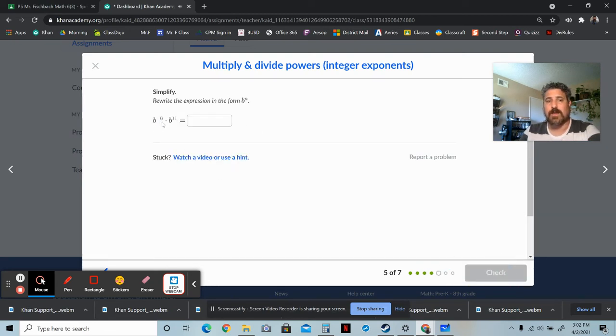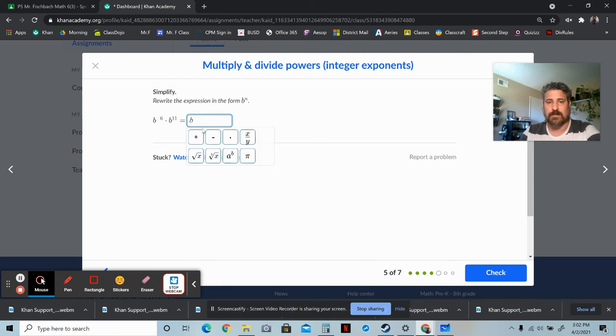Here you got b to the negative 6 times b to the 11th. When you're multiplying two powers that have the same base, you add the exponents. So this is the same as b to the negative 6 plus 11. What is the result of negative 6 plus 11? It's positive 5. This is the same as b to the positive 5.